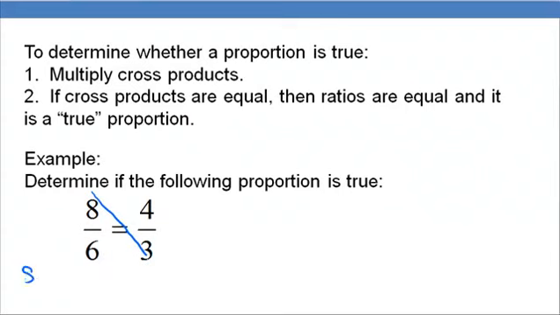So one is 8 times 3, which will give us 24. And we'll multiply the other cross product. 6 times 4 is 24. If the cross products are equal, then the ratios are equal, and it is a true proportion. So this one we have 24 equals 24. So yes, it is a true proportion.